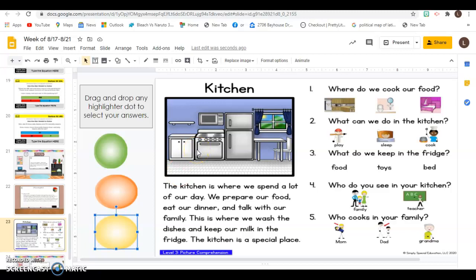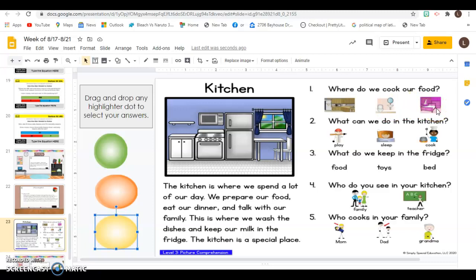So now let's take a look at the questions that we have. Number 1, it says, where do we cook our food? And you've got 3 choices. The first choice is a picture of a kitchen. The second choice is a picture of a bathroom. And the third choice is a picture of the bedroom.